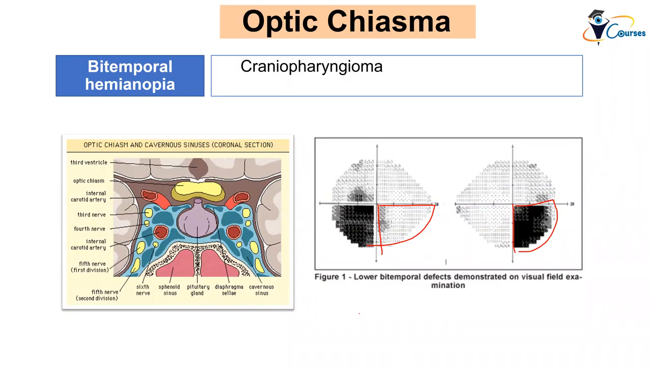bitemporal hemianopia. And by the way, the full-blown bitemporal hemianopia is not very common. So unlike the classic teaching where we always think of a bitemporal hemianopia in any case of pituitary adenoma or chiasmal disease, no, it doesn't always have to be a bitemporal hemianopia; rather it will be more dense superiorly or more dense inferiorly.